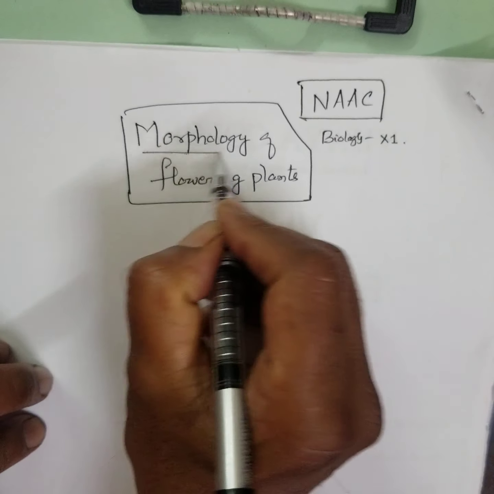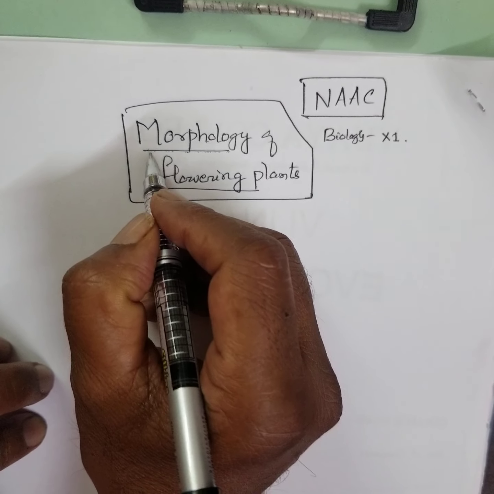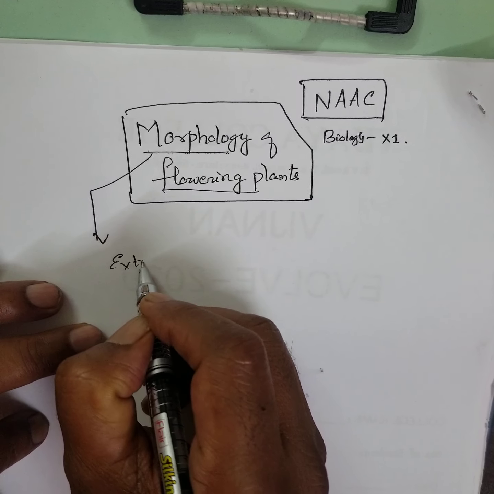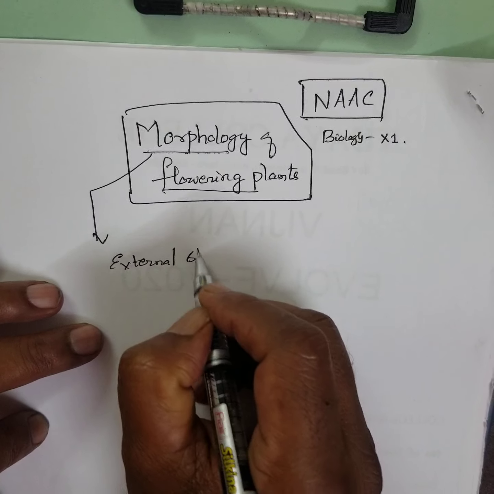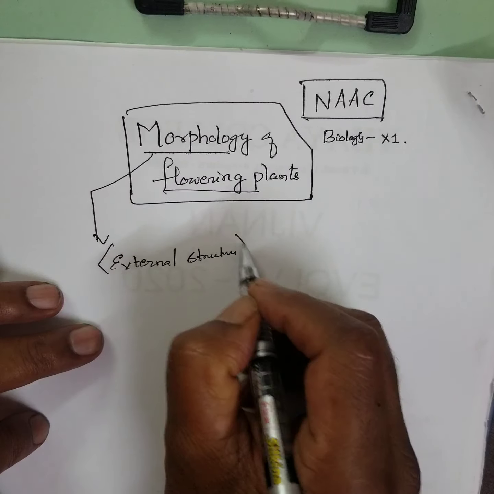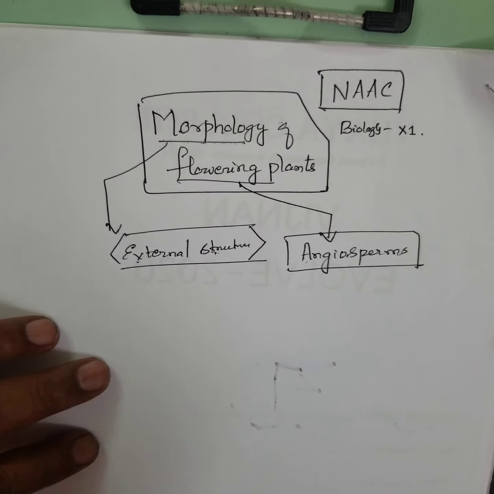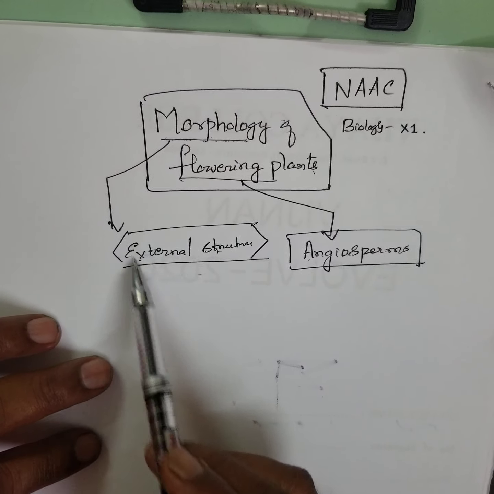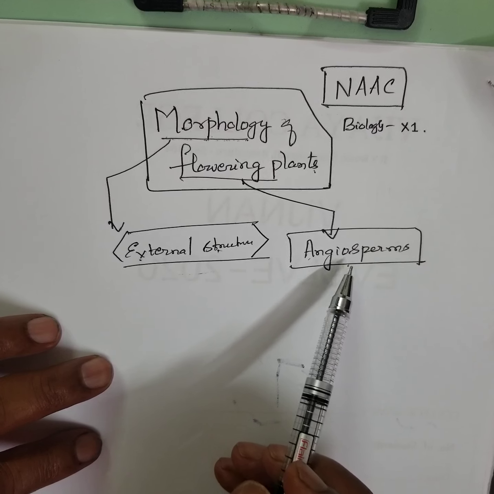See, now when I say morphology of flowering plants, when I say morphology, that is an external structure. Morphology means external structure of flowering plants, also called angiosperms. Is it clear?